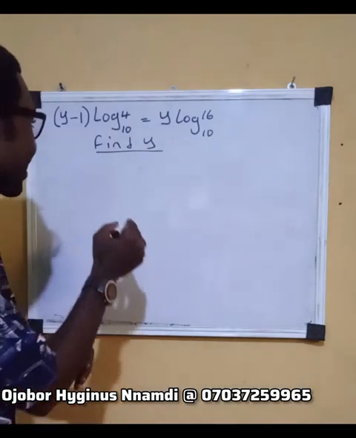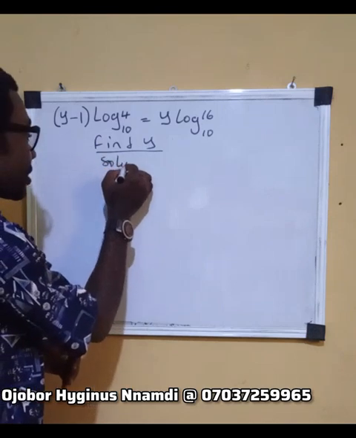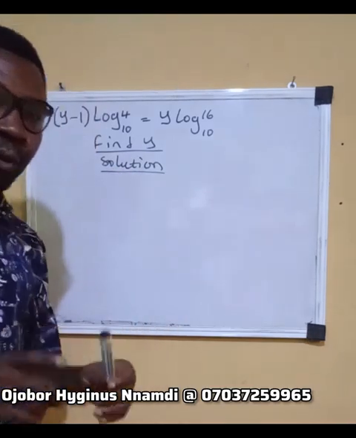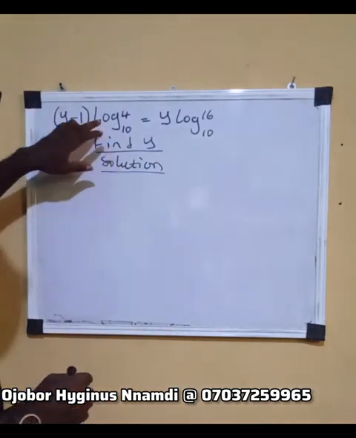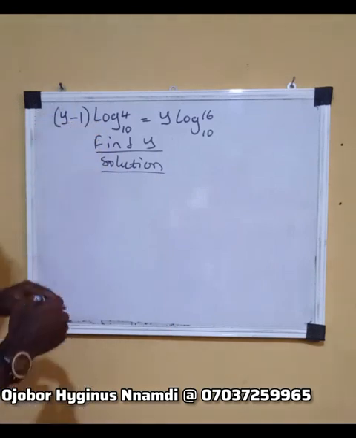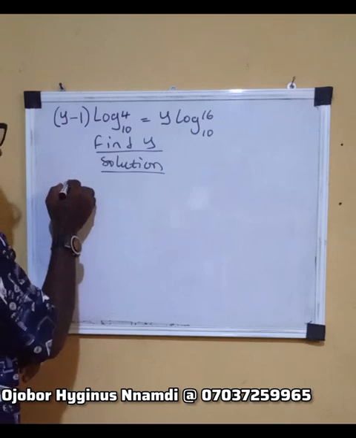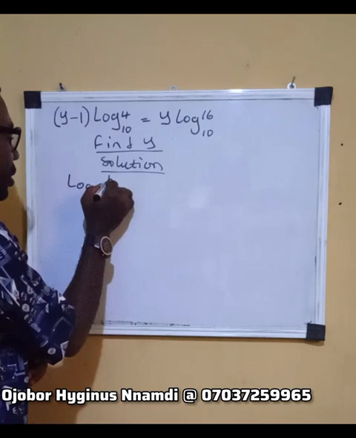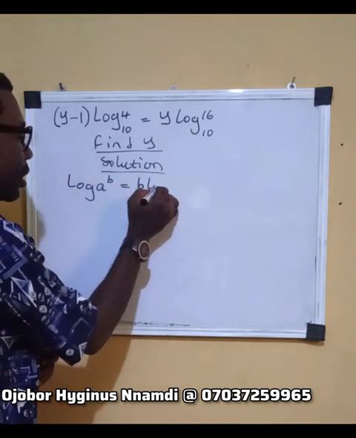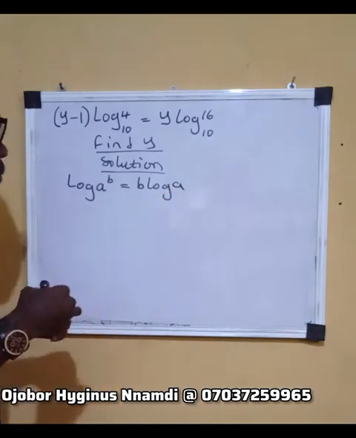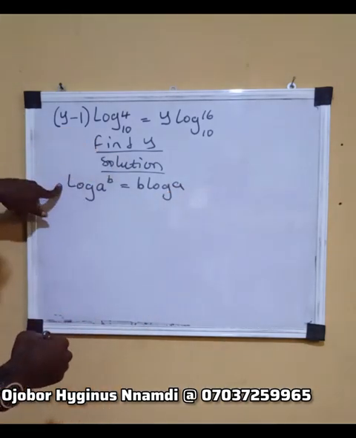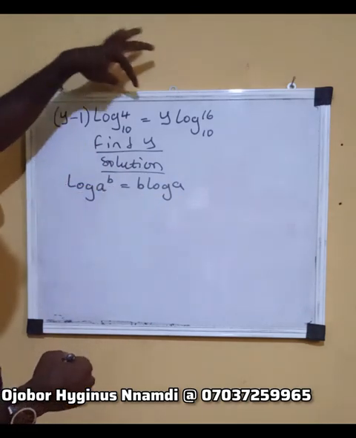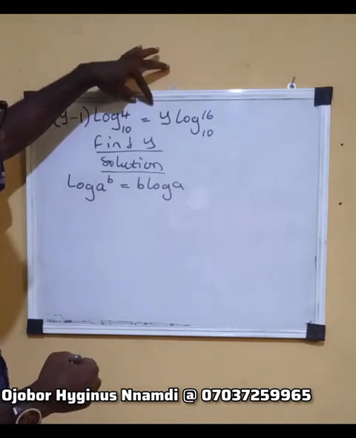Starting with the solution, which is the first thing. Of course, you cannot solve a mathematical question without a solution. So this is the solution. What do we do? Now, you remember there is a law that says that log a raised to the power b can be written as b log a. So if this power can be taken behind the logarithm, that means the one behind can be made the power. So I'm going to do that.